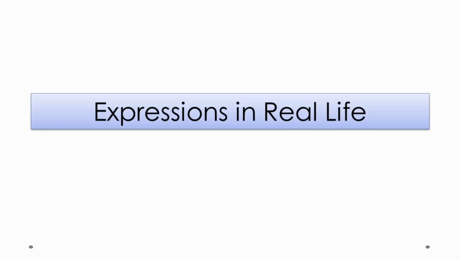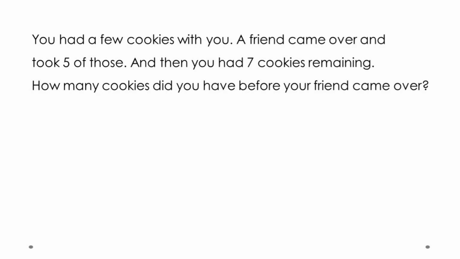Now let's see how these expressions can help us in real life. Let's understand this with the help of a real life situation. You had a few cookies with you. A friend came over and took 5 of those. And then you had 7 cookies remaining. How many cookies did you have before your friend came over? Now this story can be made short and simple, which is easy to calculate.